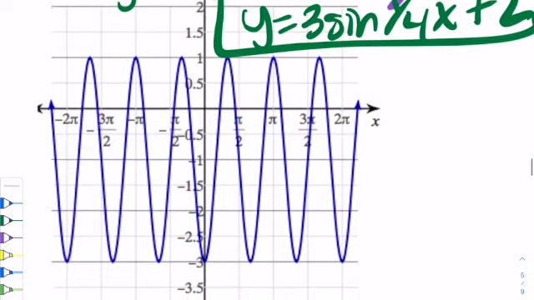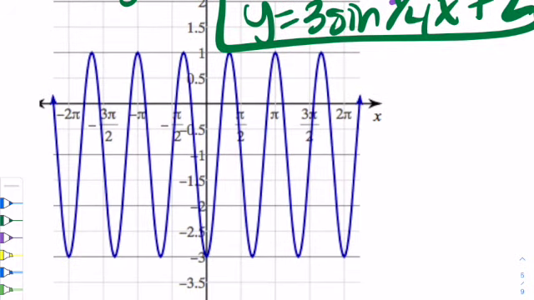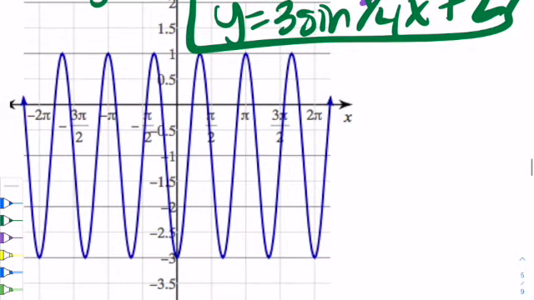If we look at this one, pause the video, see if you can find the max, min, amplitude, and midline. Okay, so you should have found the max, min, amplitude, and midline. So let's see if you're correct.